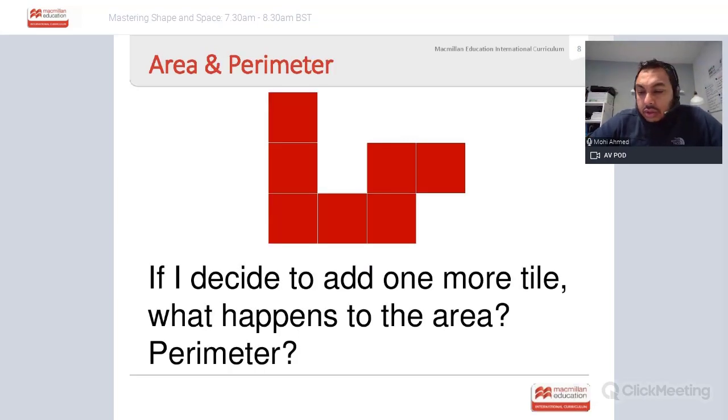What about this question? I'll give you some time to work this one out. If I decided to add one more tile, what happens to the perimeter? So what happens to the area and perimeter? Okay. If I decide to add one more tile, what happens to the area and perimeter? Have a go at thinking about that. I'll give you 2-3 minutes for that one, and let's see what you come up with. So Fozia says area changes, perimeter may remain the same. Can you elaborate on that?